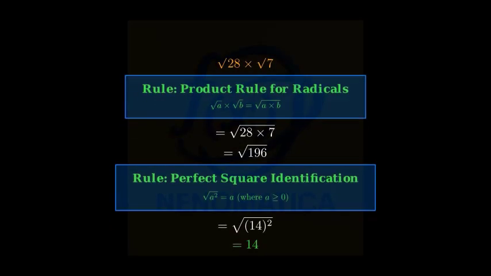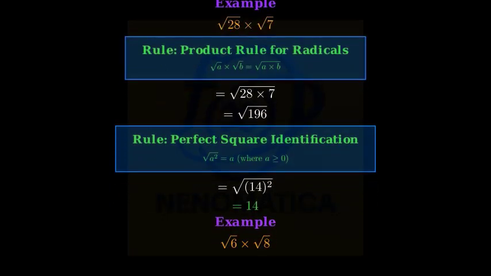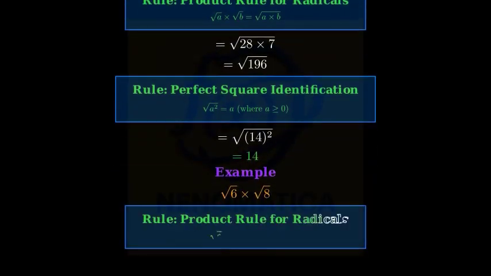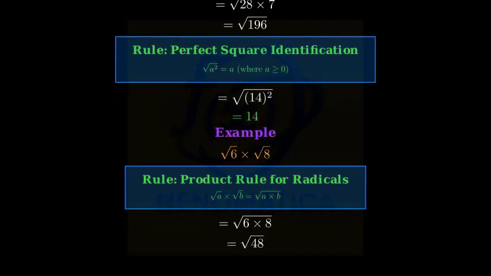Let's move on to our second example. Calculate the product of the square root of 6 and the square root of 8. Again, we'll apply the product rule for radicals. The square root of 6 times the square root of 8 equals the square root of 6 times 8. Now, let's multiply 6 times 8. 6 times 8 equals 48.